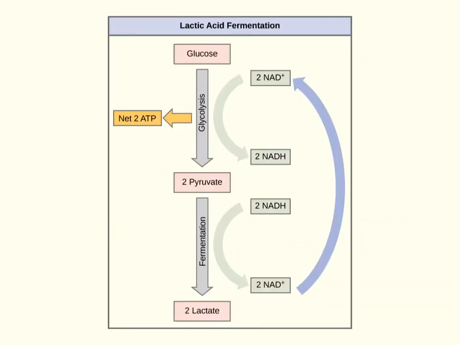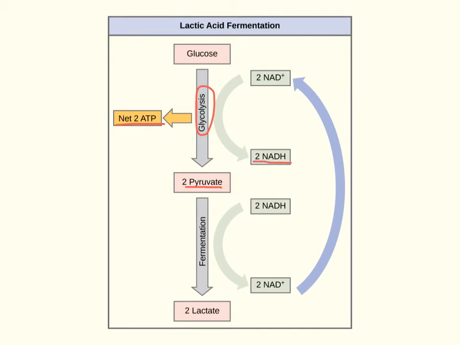When we are exercising heavily and our lungs can't keep up with the demand for oxygen from our muscle cells, we will switch to lactic acid fermentation. Glucose will go through glycolysis as usual, producing the 2 pyruvate, the net 2 ATP, and 2 NADH.